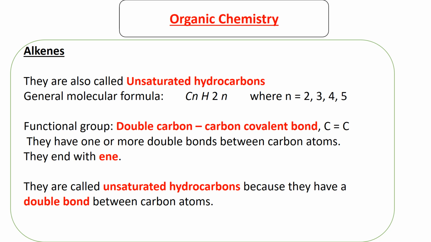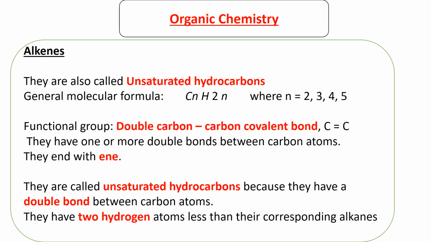So in short, they are called unsaturated because they don't have the maximum number of hydrogen atoms to bond to, unlike the saturated ones, the alkanes. When you compare an alkane with its corresponding alkene, for example, methane and methene, or propane and propene, you're going to see that the alkenes have 2 hydrogen atoms less than their corresponding alkanes. So propane is going to have 2 more hydrogen atoms as compared to propene.